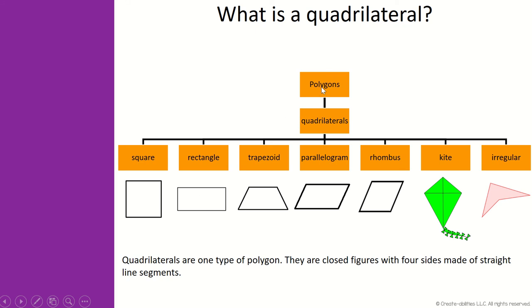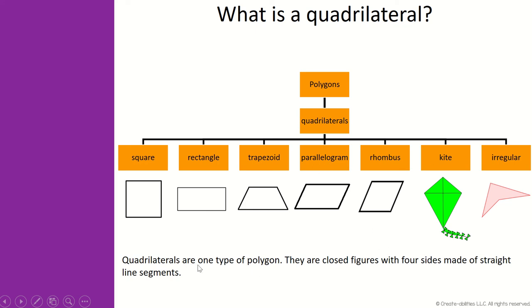And you have a diagram showing you that at the very top, we've got polygons. And underneath it, it says quadrilaterals. That means all quadrilaterals are polygons. And then underneath quadrilaterals, you have all the different categories of quadrilaterals. You have square, rectangle, trapezoid, parallelogram, rhombus, kite, and irregular. Irregular means it's a shape with four straight sides, but it doesn't fit into any of the other categories.